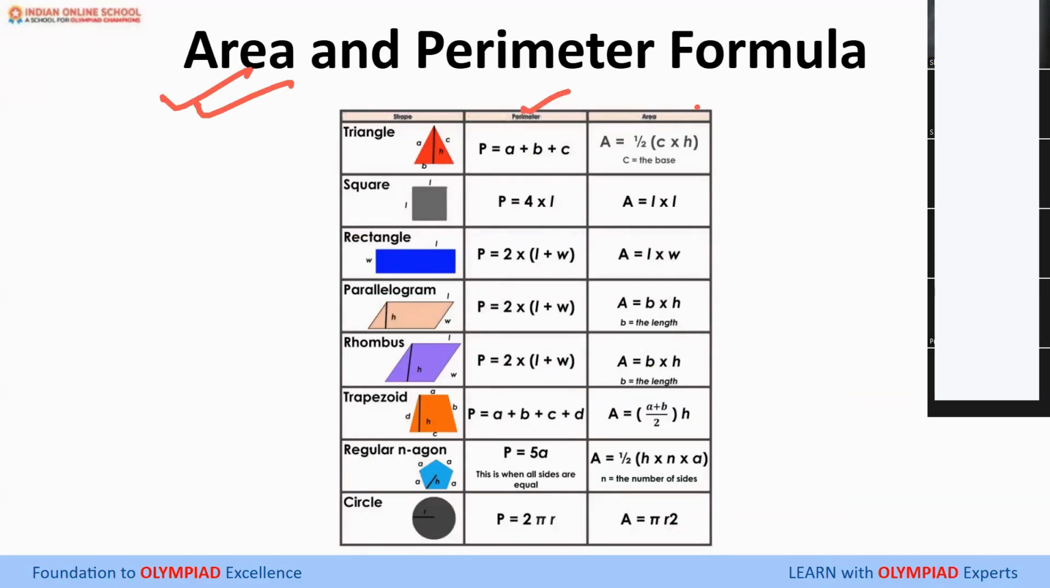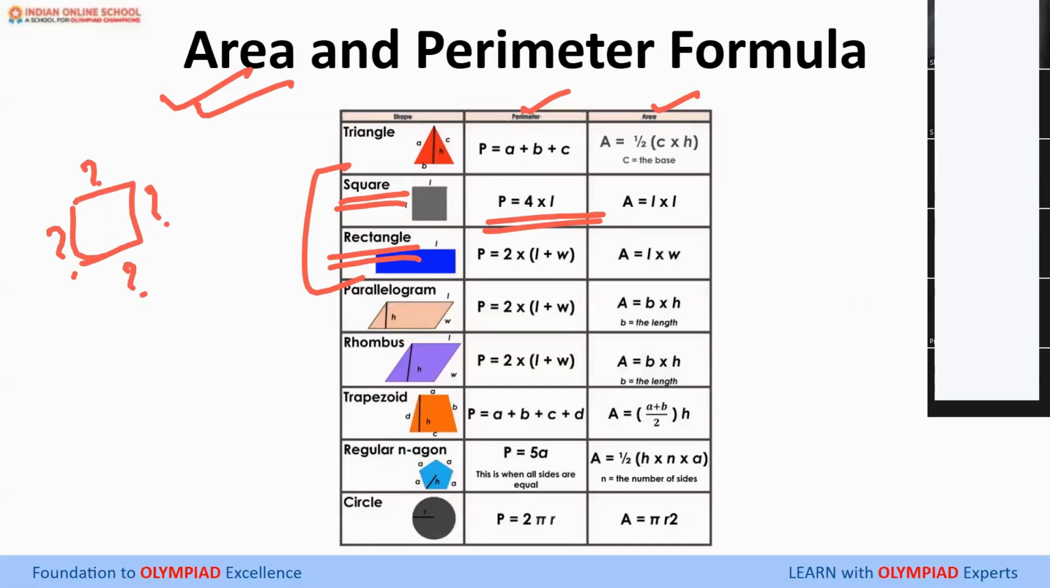So this is the column for perimeter. This is area, although it's written small. I hope it's visible. So we'll focus on square and rectangle, as these are the two figures relevant for you people. So the perimeter of a square is 4 times the side. Why 4 times the side? Because all the sides are equal. Okay, all of you?